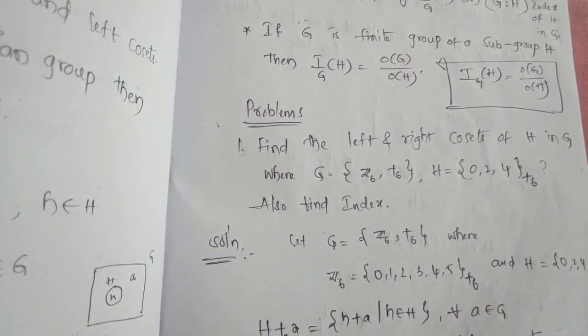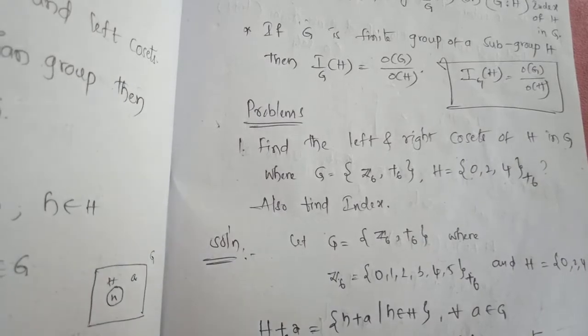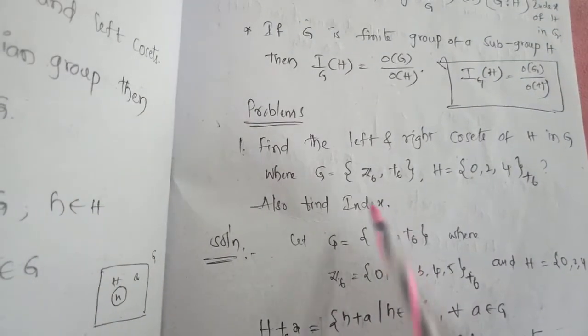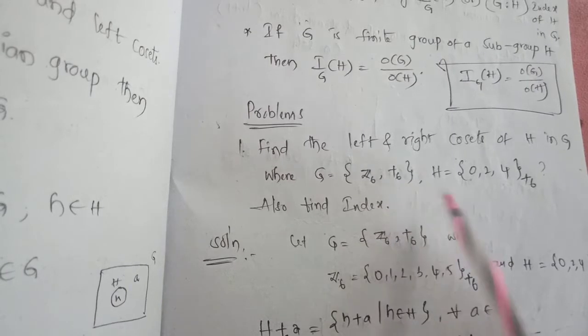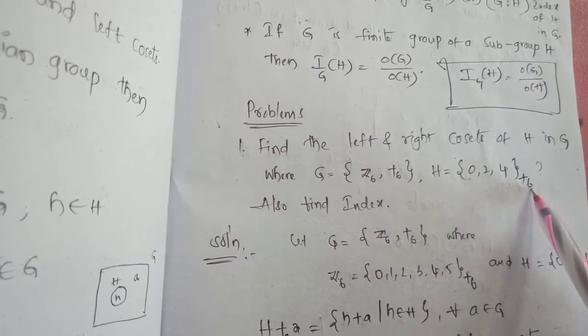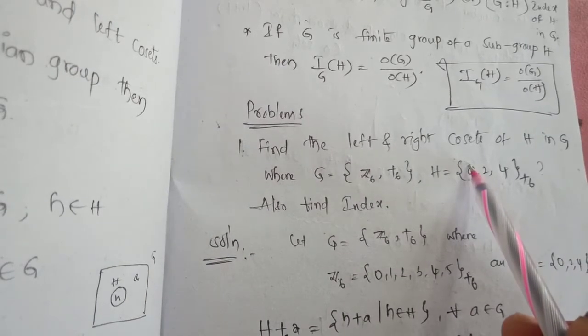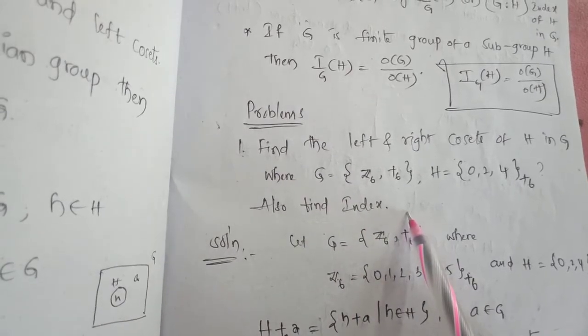Now we are going to take one example problem. Let G be the group Z6 under addition modulo 6. The subgroup is H = {0, 2, 4} under addition modulo 6. Then find the left and right cosets of H in the group G and also find the index.